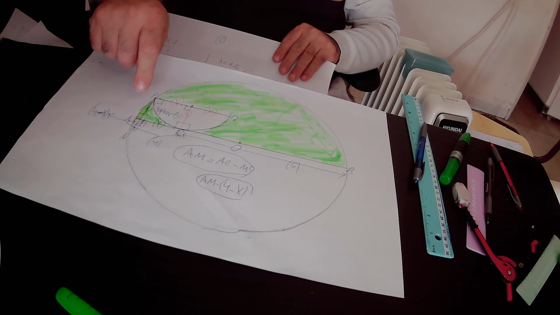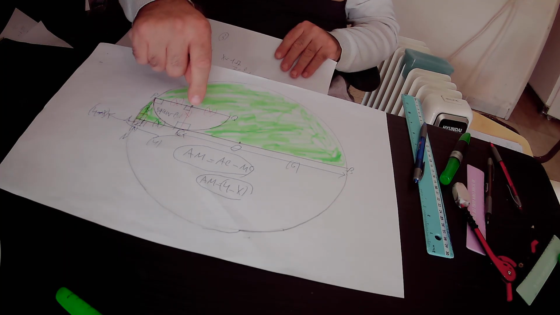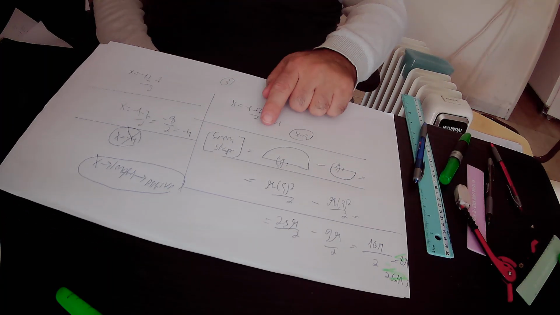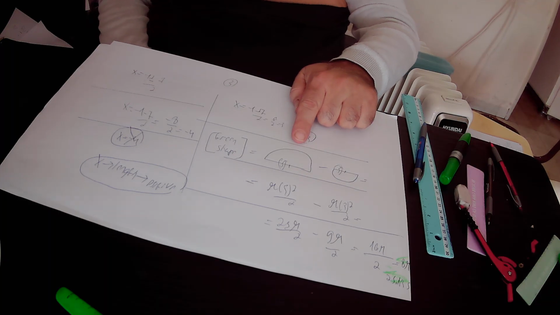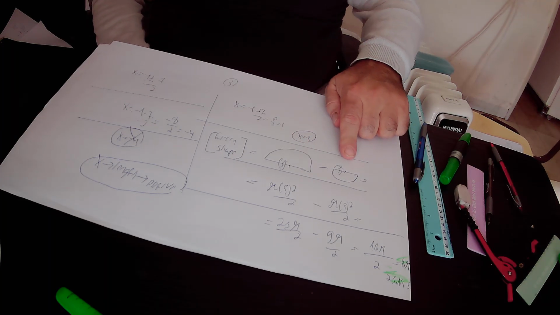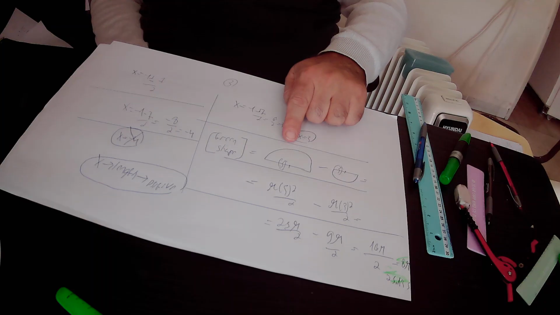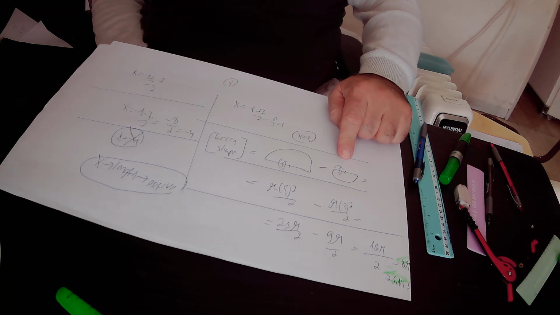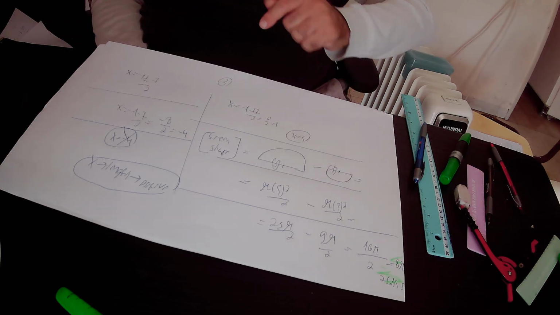The area of the green shape equals the area of the big semicircle plus the area of the small semicircle. So again, the area of the green shape in total equals the area of the big semicircle plus the area of the small semicircle. The area of the big semicircle equals pi r squared over 2. R is 5, so it is pi times 5 squared over 2, plus the area of the small semicircle with radius 3. The area of the small semicircle must be equal to pi times 3 squared over 2. So it is minus pi times 3 squared over 2.